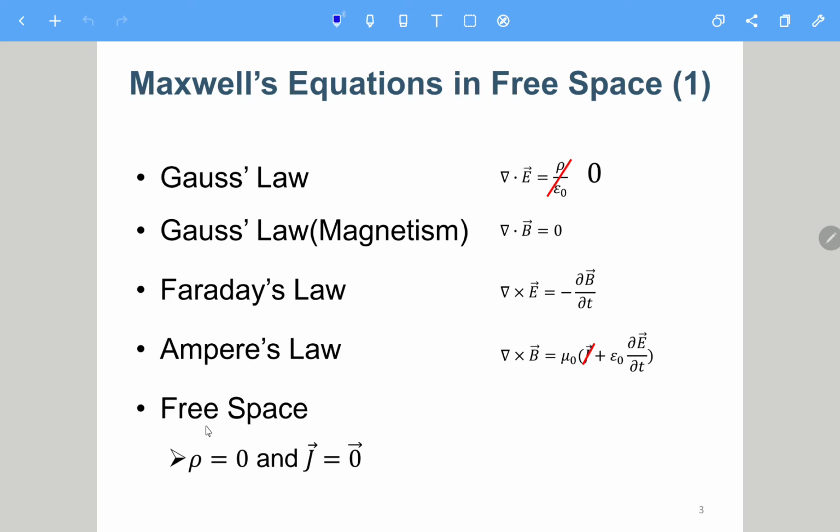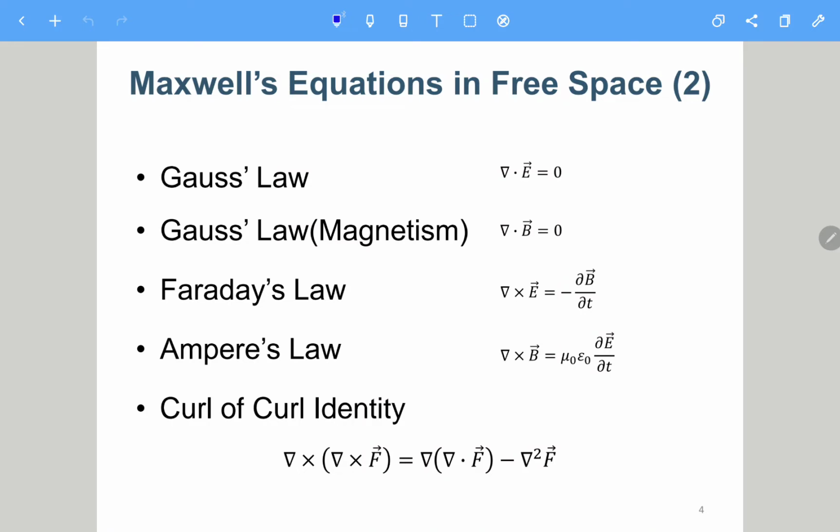Okay, so free space means there is no charge density. Rho is the charge density here, and J is the current density. So here we assume that rho is 0, and the current density is a zero vector. So this is 0, this is 0. It simplifies the Maxwell equations a bit. Okay, so this is the Maxwell equations in free space.